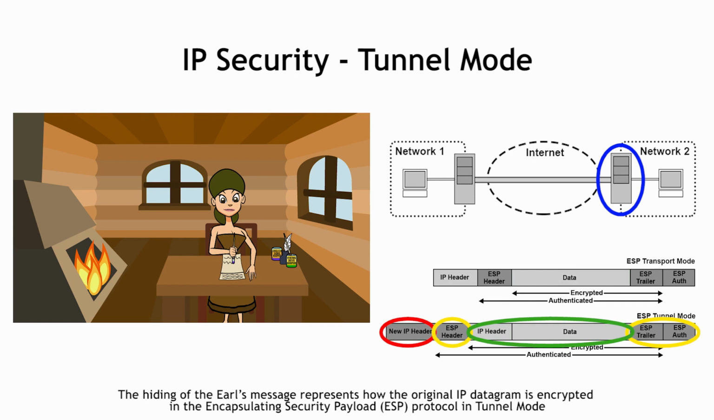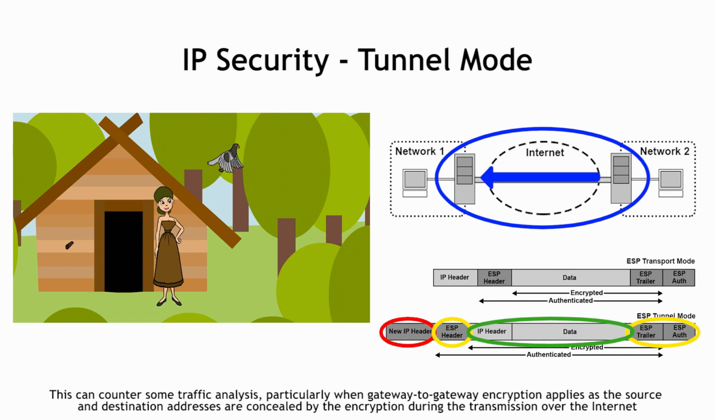The hiding of the Earl's message represents how the original IP datagram is encrypted in the Encapsulating security payload protocol in tunnel mode. This can counter some traffic analysis, particularly when gateway-to-gateway encryption applies, as the source and destination addresses are concealed by the encryption during the transmission over the internet.